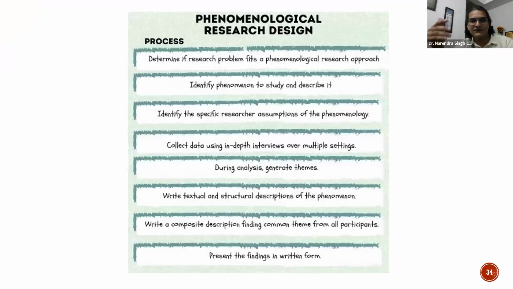So, this is the phenomena, the process. You have to determine if the research benefits from a phenomenological approach, identify the phenomena you want to study, describe it, identify the specific research assumptions of phenomenology, collect data using in-depth interviews, analyze, generate themes, write textual and structural description of the phenomena, and then write a composite description, finding common themes from all the participants, and then interpreting and reporting the findings.